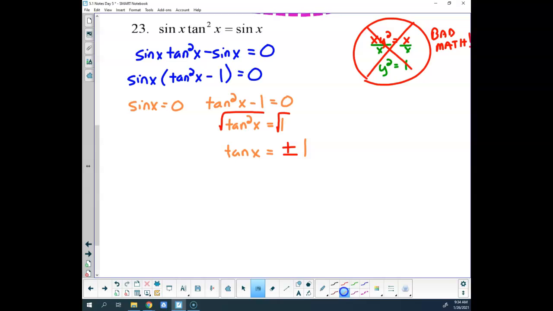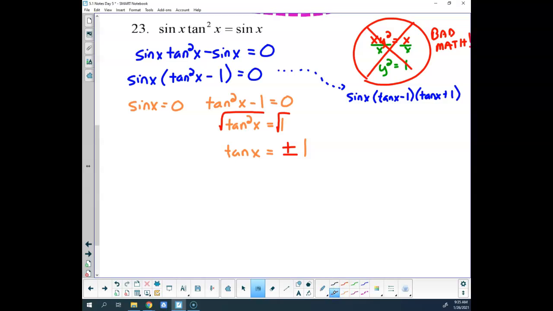Had I factored it one more step up here, I could have gone sine of x times tangent of x minus 1 times tangent of x plus 1, if I really wanted to. And then that's where we get the plus or minus 1 from.